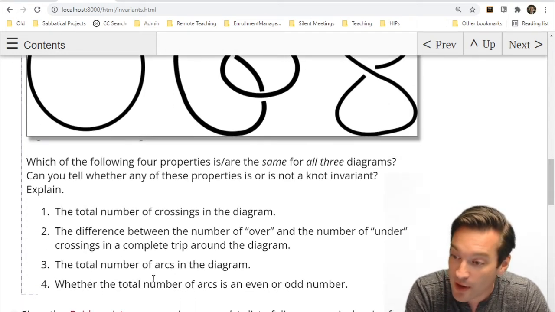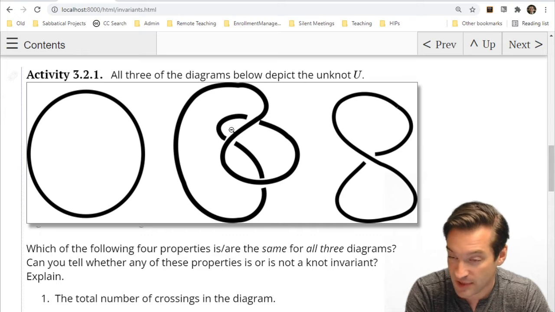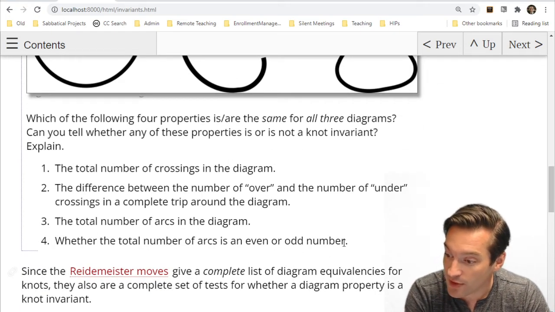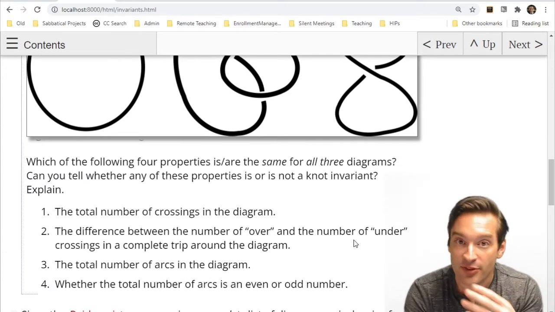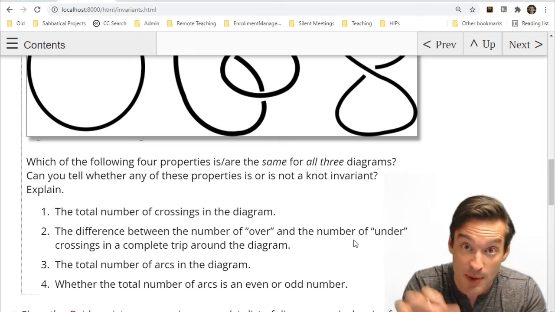Also, the total number of arcs in the diagram. So this diagram of the unknot has a single arc. This diagram over here doesn't have a single arc. It has more than one. And then whether the total number of arcs in a diagram is an even number or an odd number. Those are four different diagram properties, things that we can tell about a diagram just by looking at the diagram.